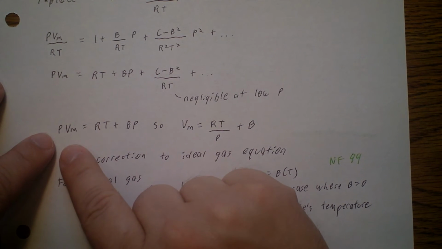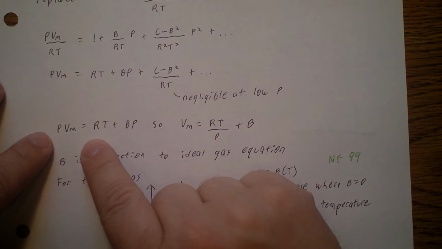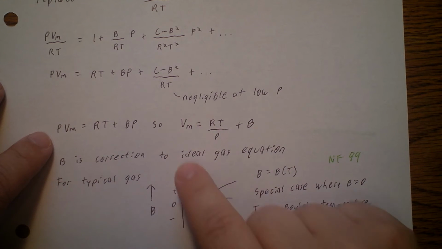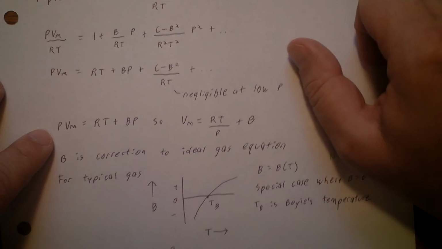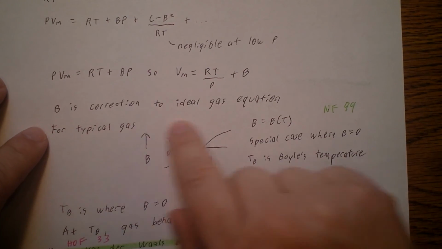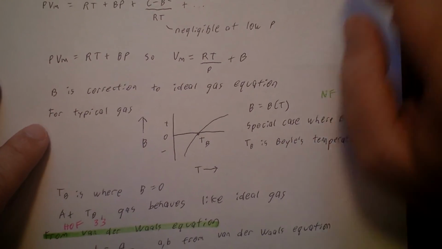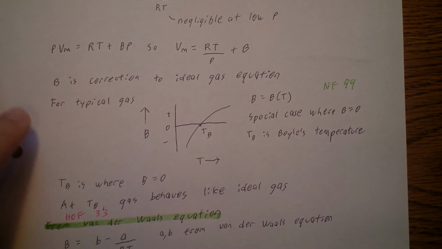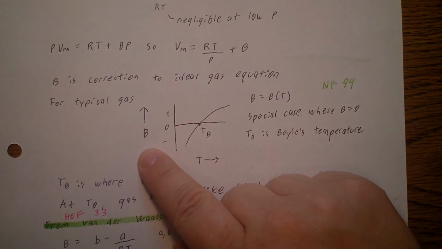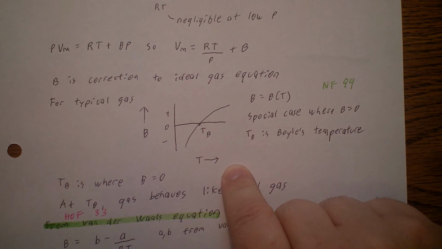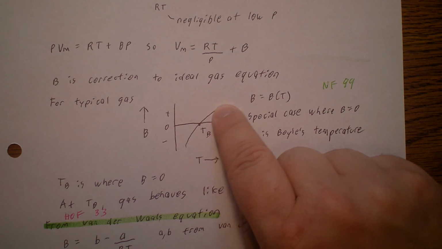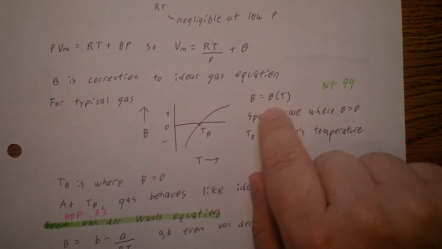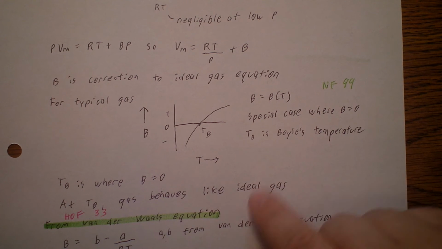So that'll give us pressure times molar volume equals RT plus BP. So solving for molar volume, we just have RT over P plus B. So B is the correction term to the ideal gas equation. Here's an example of a typical gas showing B against temperature. Notice it starts out negative, it goes to 0, and then positive. Remember, B is dependent on temperature, obviously.